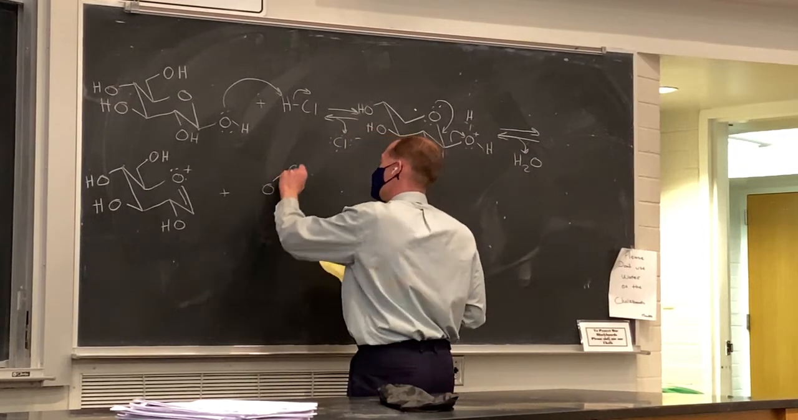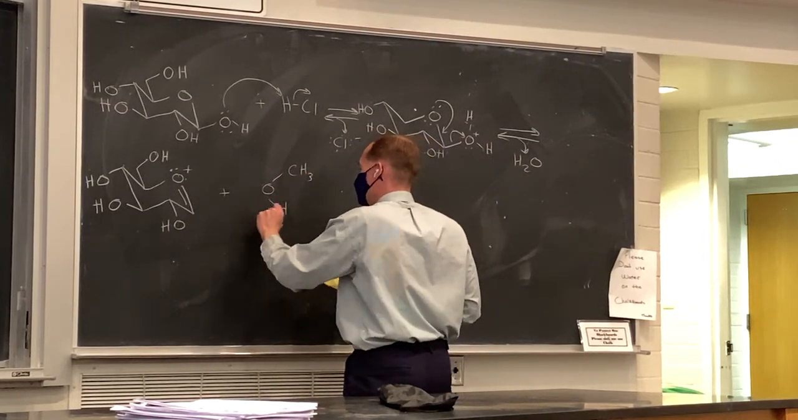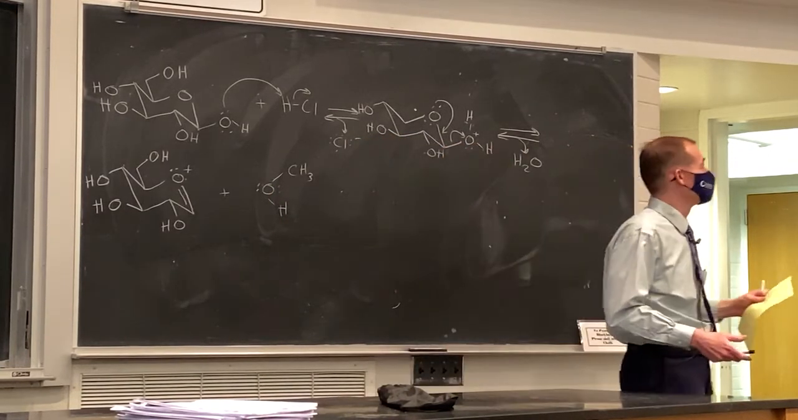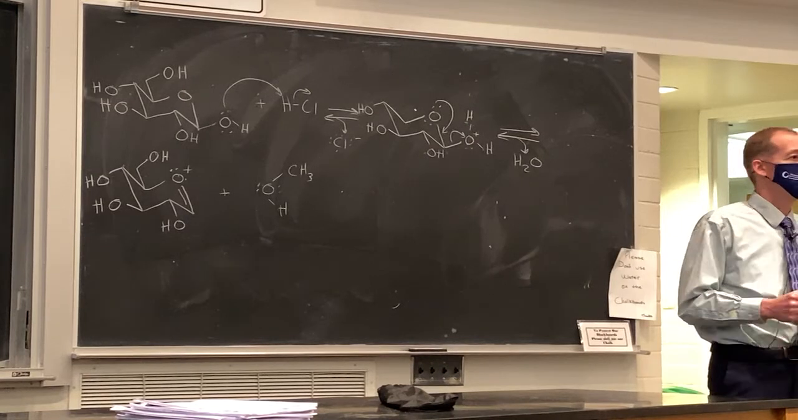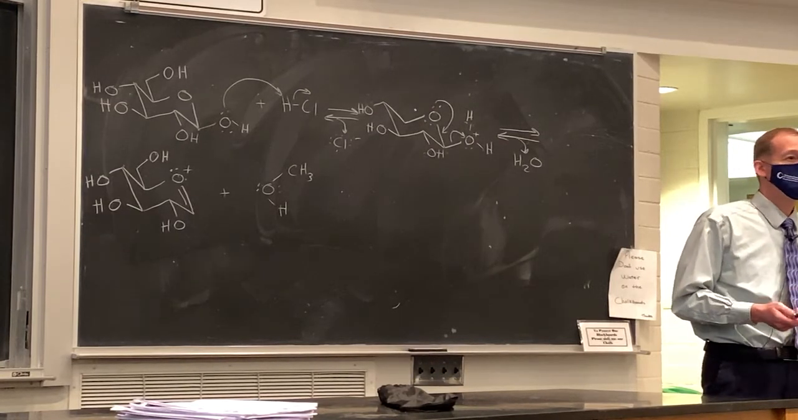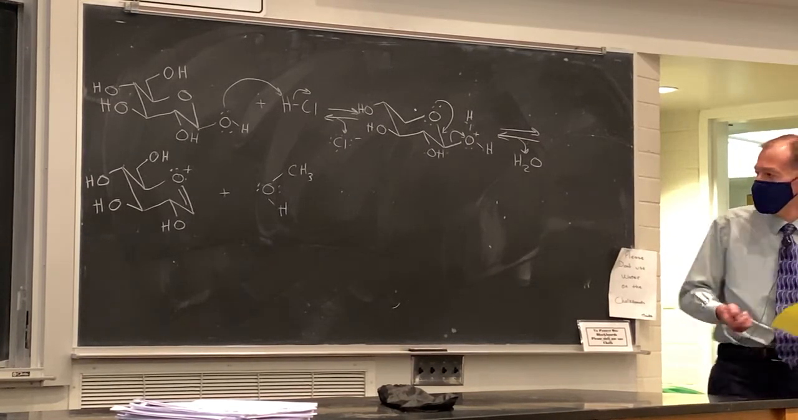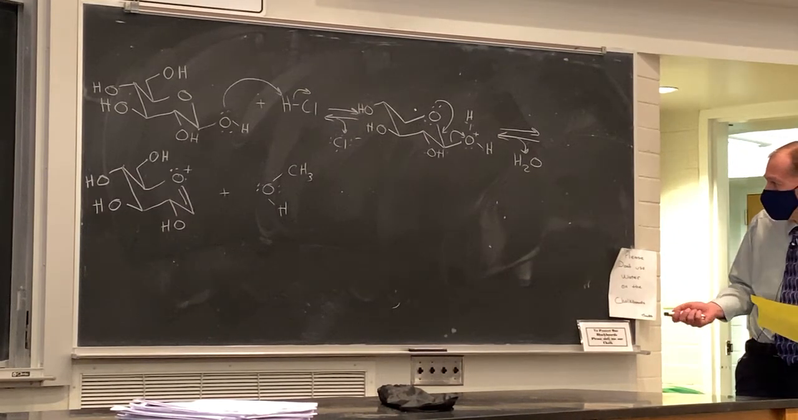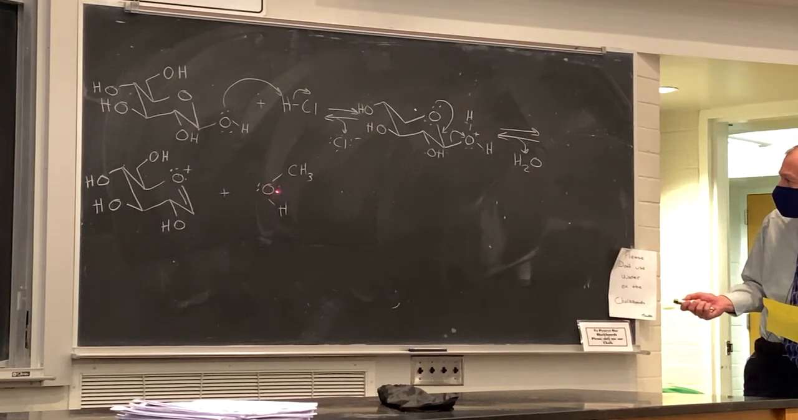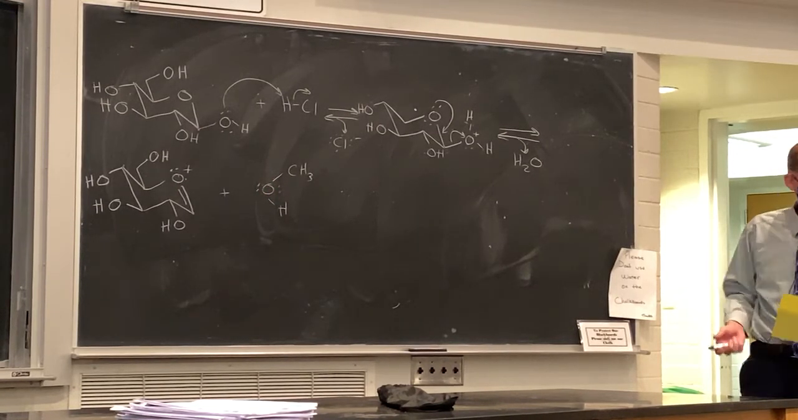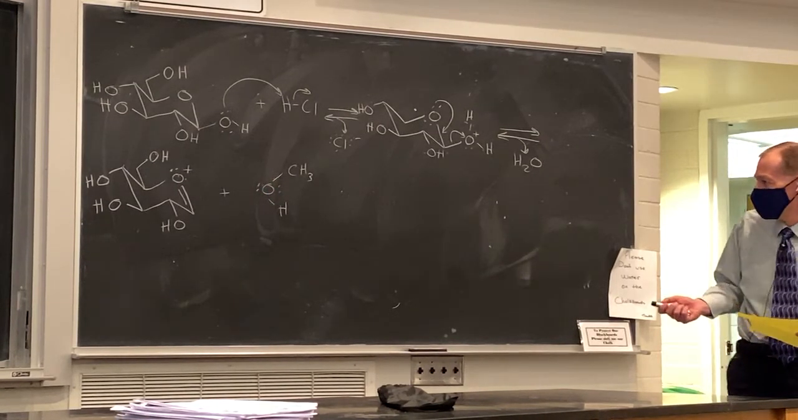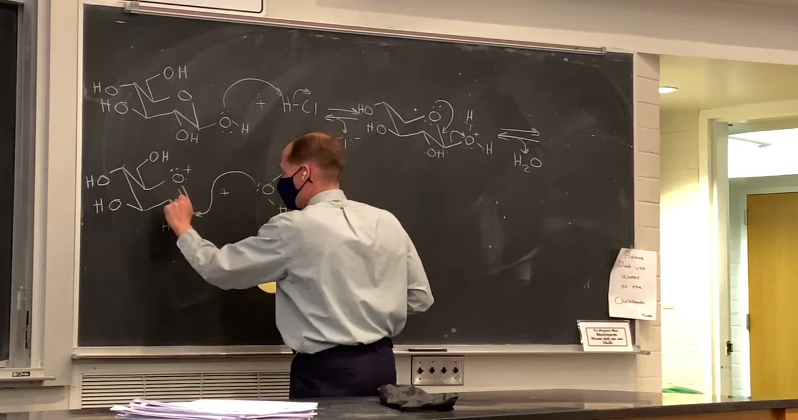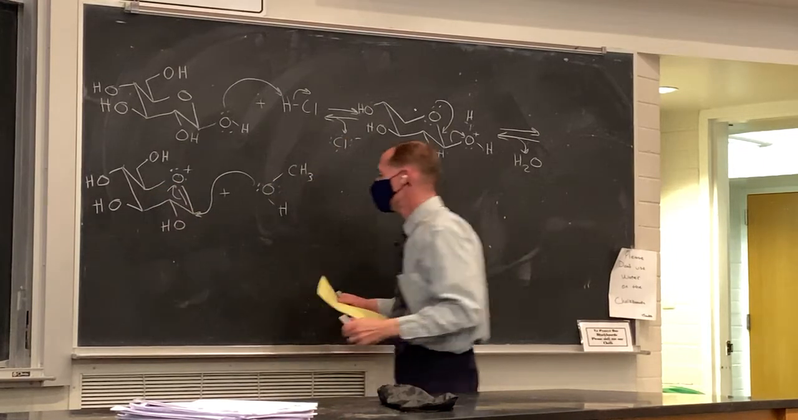All right, so now we have this resonance stabilized cation. Now is where the methanol comes into play. How is our methanol going to react with our resonance stabilized cation? Okay. We won't do acid base, we'll act as a nucleophile. We're going to attack the anomeric carbon. Okay? We attack the anomeric carbon, push the electrons back up into the oxygen.